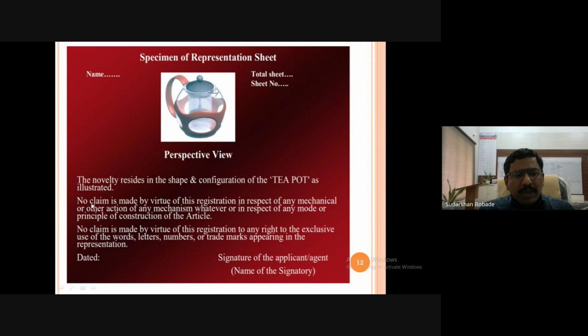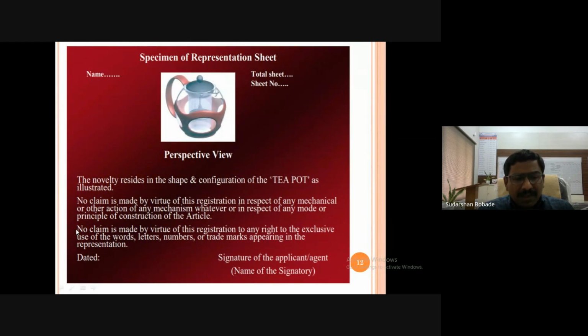Next one, no claim is made by virtue of this registration in respect of any mechanical or other action of any mechanism, whatever, or in respect of any mode or principle of construction of the article. So we are not at all worried. We are not saying that this should be made of only plastic, or iron, or stainless steel, whatever it may be. We are only worried about the design, the features in terms of shape and configuration. So this particular statement of the disclosure is very, very important.